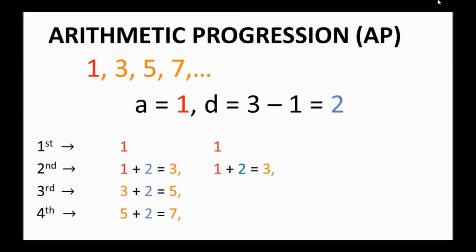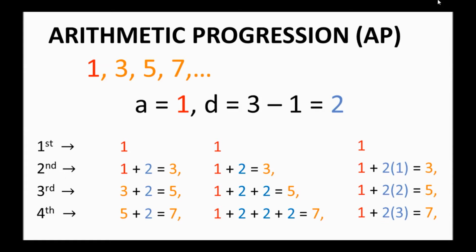I'm going to further decompose the terms. 3 will be written as 1 plus 2, 5 will be written as 1 plus 2 plus 2. Now the same arithmetic progression I'm going to rewrite. I will write 2 plus 2 as 2 into 2, 2 plus 2 plus 2 as 2 into 3, and so on, and this is what I get. So the arithmetic progression ultimately can be obtained as first term plus d times n minus 1.